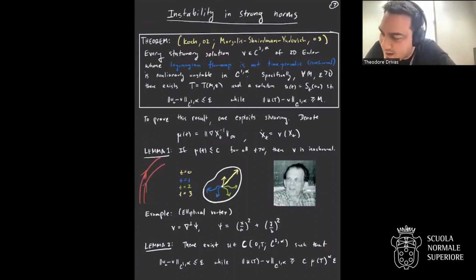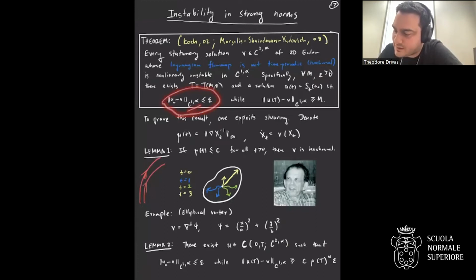So they say that any stationary solution is smooth enough, with one caveat: that the flow map that it generates is not time periodic, which I'll call isochronal, and I'll explain more in a second. Any such solution is non-linearly stable in C1 alpha in the sense that I can give an M, big number M, and a small number epsilon, and then I can find a time, depending on those things, in a solution that starts off epsilon close in C1 alpha to the steady state, and it gets M far in C1 alpha from the steady state.